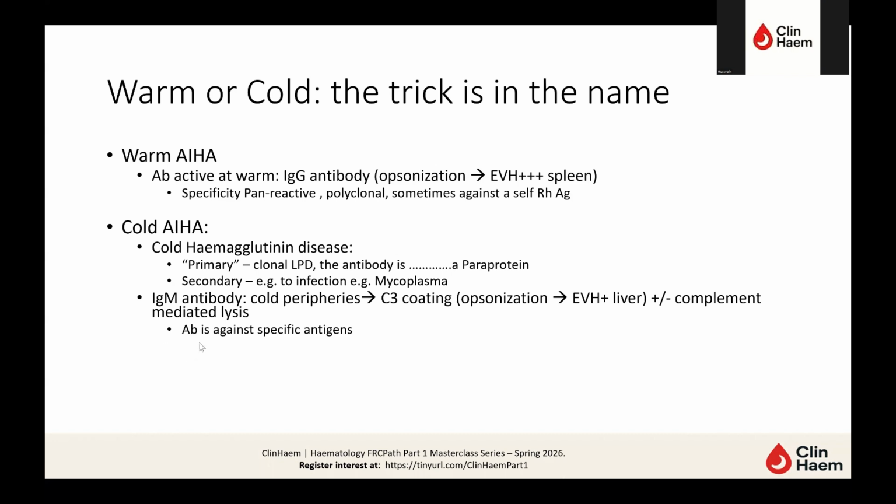And usually the antibody is against a specific antigen, and as I've said, this is a monoclonal antibody in the primary version. And mixed, as you guessed it, they will have a warm antibody following this pattern and a cold antibody, which is present in significant amounts. So that's warm, cold, and mixed for you. Any questions up till here?